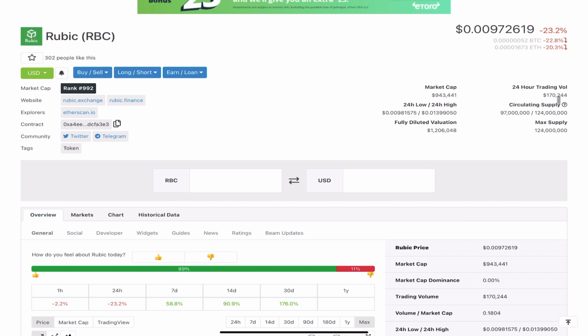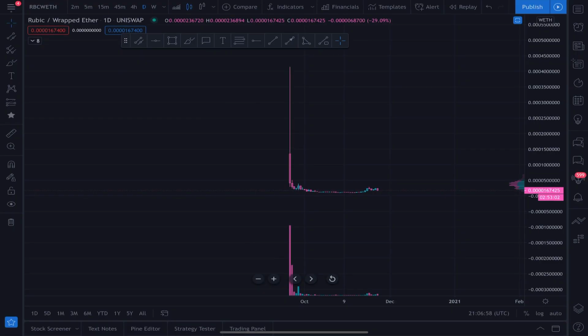So yeah, $170,000 24-hour trading volume. I wouldn't even call this trading volume. This is just people adding to the liquidity pool, I would assume. Bare minimum for me is 50 million. You need to have at least $50 million traded every single day on an asset for me to be interested in it. But hey, let's go ahead and take a look at the analysis nonetheless.